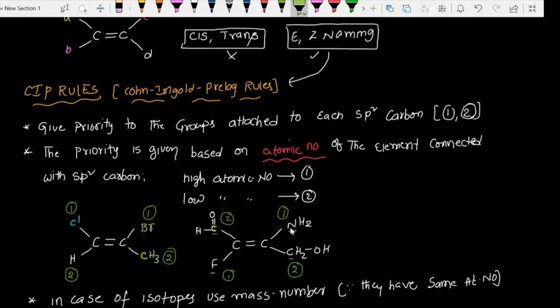Similarly, this sp2 carbon is connected with nitrogen, which has a higher atomic number than the carbon attached here. So that's why the highest atomic number gets 1, and the other 2. Similarly here it is carbon and fluorine. Fluorine's atomic number is highest, so that is 1 and that is 2. Like that we have to give the priorities to the groups attached to the sp2 carbon.